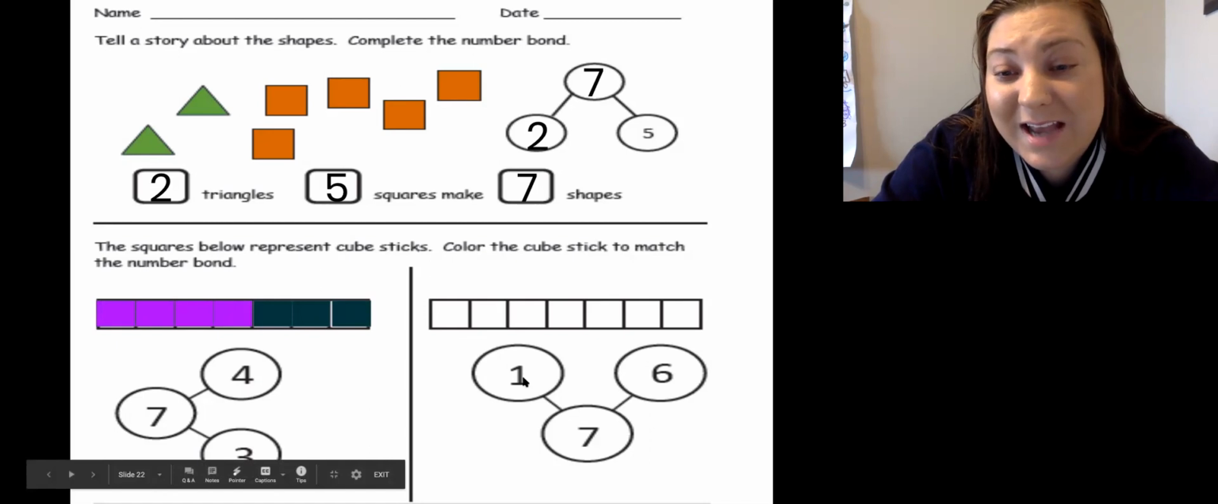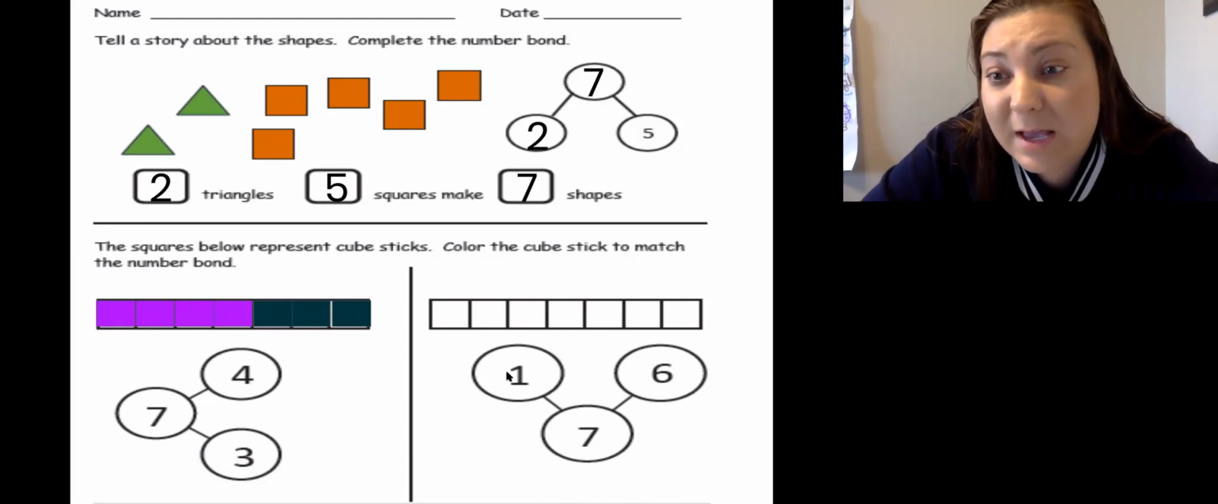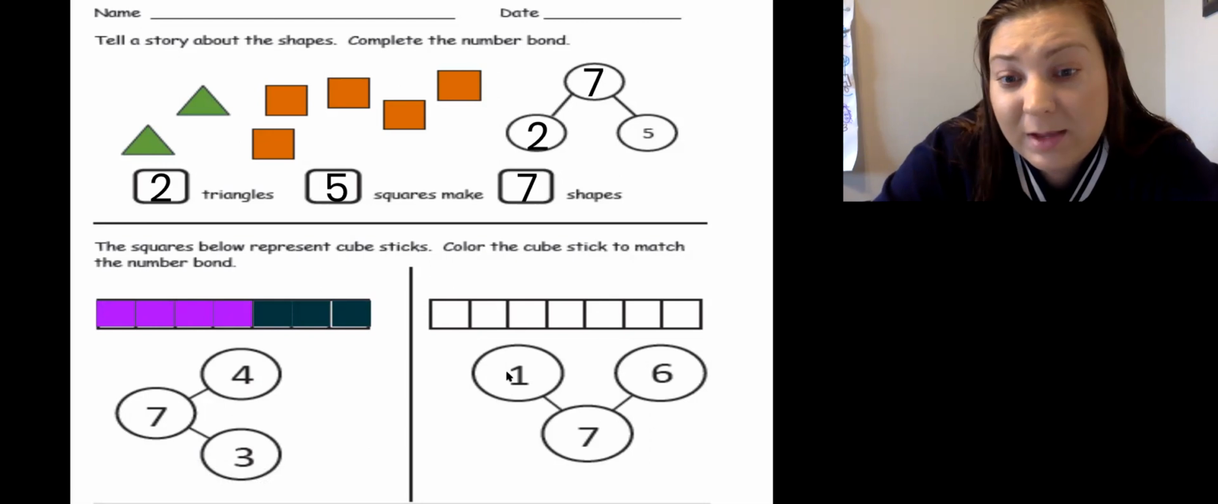Now let's look at the next number cube. We see 7 is the whole. So we have 7 all together. 1, 2, 3, 4, 5, 6, 7. One of them needs to be colored, one color. So I'm going to choose Ethos Blue. And the other 6 need to be a different color. So color in the other 6.